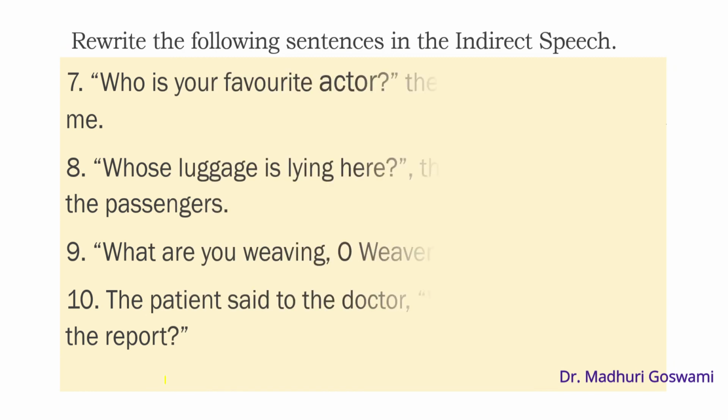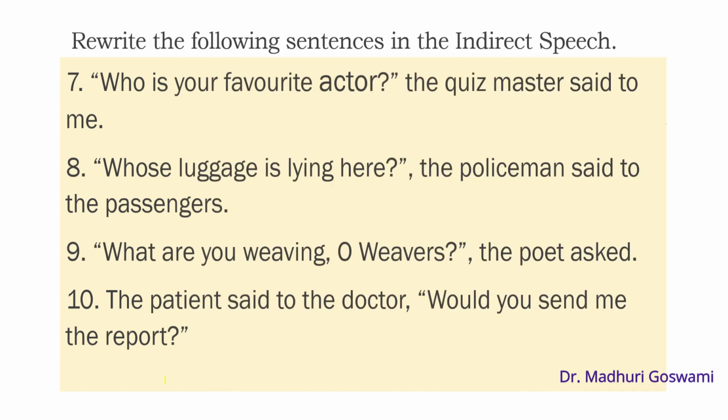So here are some other sentences that you can change from the direct to the indirect speech, and you can write down in the comment section their answers if you want them get checked. These sentences are, who is your favorite actor? The quiz master said to me. Sentence number 8 is, whose luggage is lying here? The policeman said to the passengers. Sentence number 9, what are you weaving, O weavers? The poet asked. And the last sentence is, the patient said to the doctor, would you send me the report?